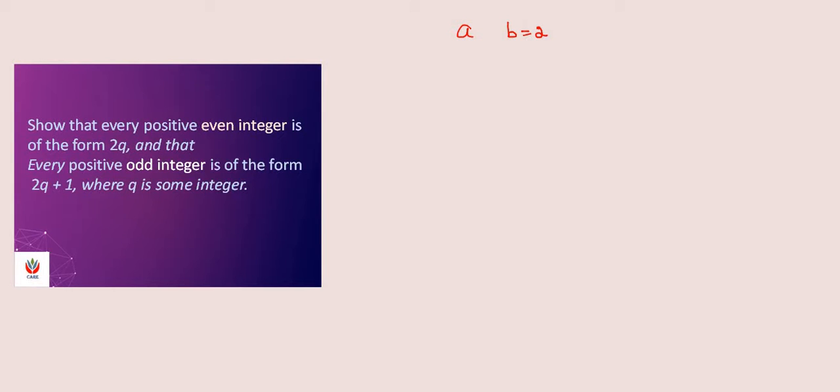For this question, if you take b as 2 and apply the division lemma, as you know, if you divide a with 2, you will get some quotient and some remainder. So a can be written as 2q plus r, divisor into quotient plus remainder. These concepts you know earlier.